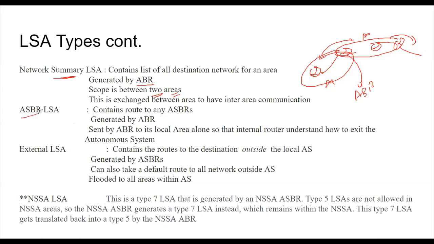Let's talk about the ASBR LSA. Again, if I have an EIGRP router here, let me draw like this. Here I have an EIGRP router. This is called what? ASBR. So the ASBR LSA is heard by ASBR routers.